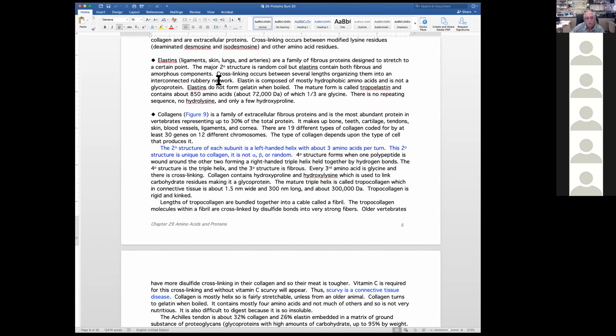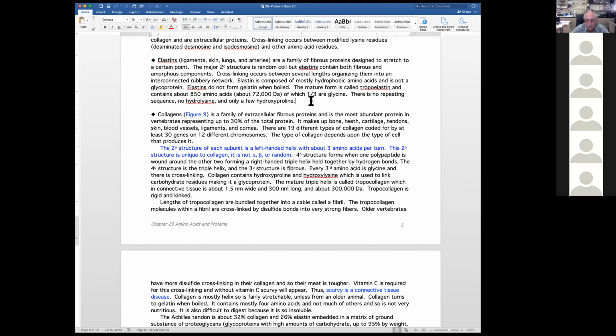So you get this rubbery interconnected network. Yeah, a couple other things about them. So by the way, connective tissues, in terms of nutrition, are not very nutritious.